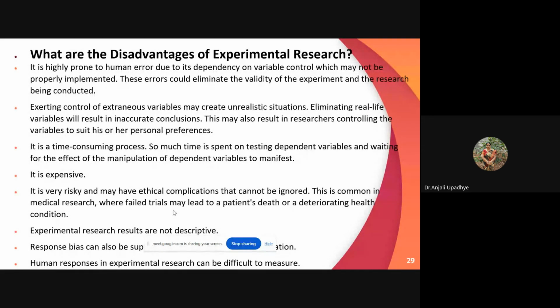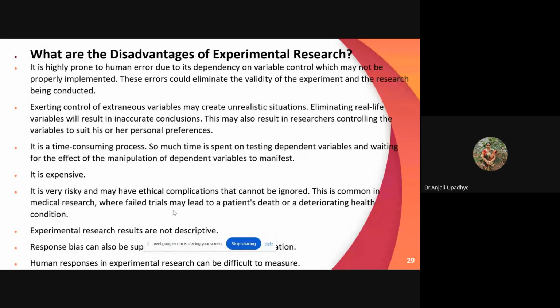So what are the disadvantages? First of all, it is not very economical. It is very expensive research. It is a time-consuming process. It has risky variables. We need to understand mediating and moderating variables. Sometimes this research is not descriptive at all.